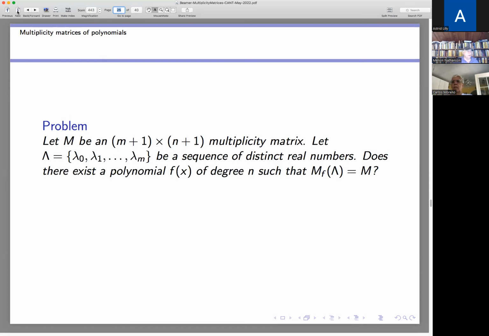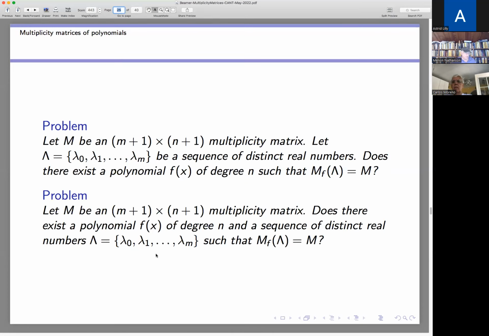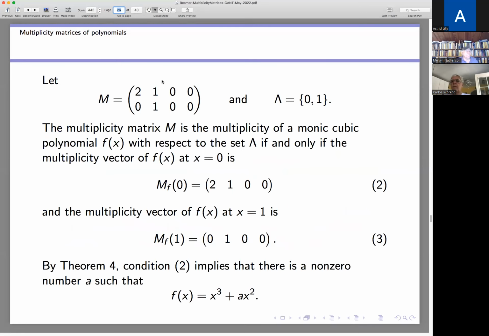And the related question is, given a multiplicity matrix, can you find a polynomial of degree n and some sequence of distinct real numbers? So you can pick your real numbers to depend on the matrix, such that this matrix is the multiplicity matrix of the polynomial f at the sequence of points lambda. So those are two nice questions.